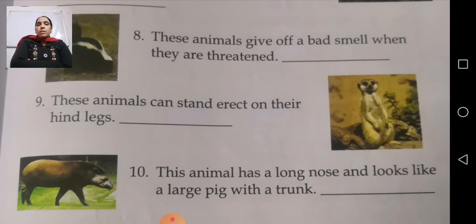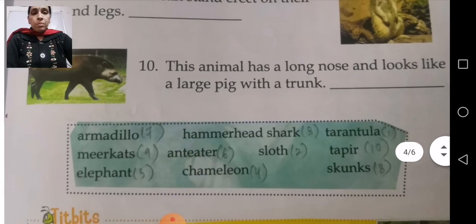Now this animal has a long nose and looks like a large pig with a trunk. So again, it is very important: long nose and looks like a large pig with a trunk. That also, number 10, you are going to remember.